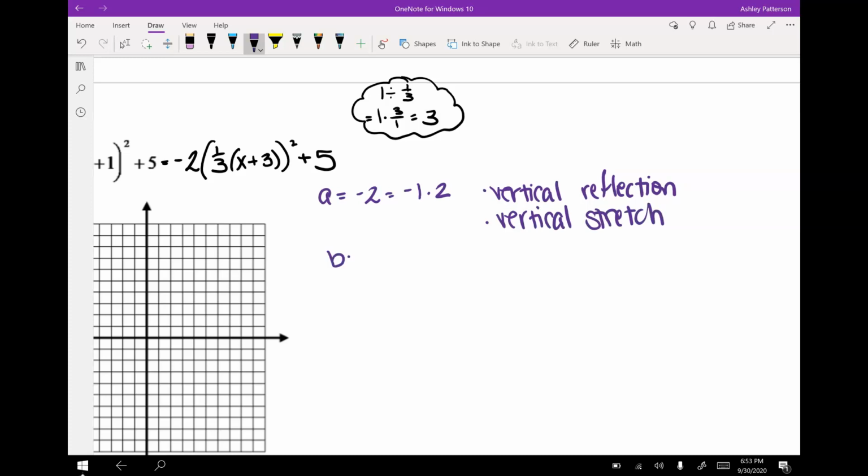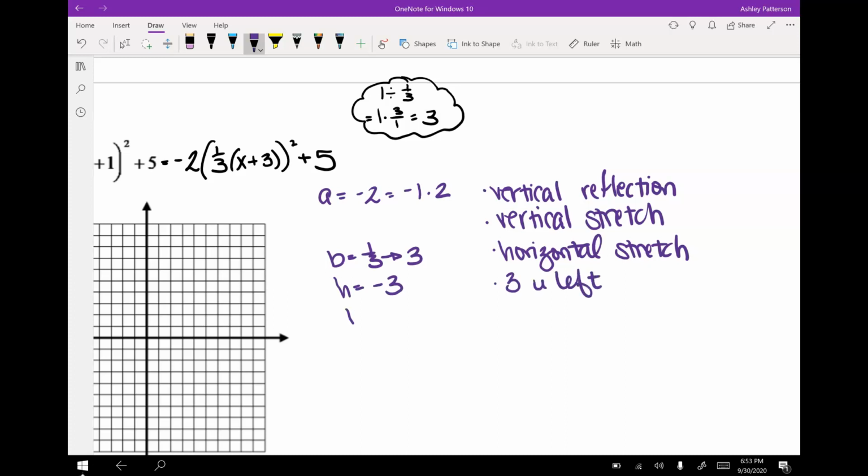Our b in the equation is 1/3, which means that we will use the reciprocal, 3. That implies a horizontal stretch. The h, taking the opposite sign, is a negative 3. So we have 3 units left. And the k is 5, which means we go 5 units up.